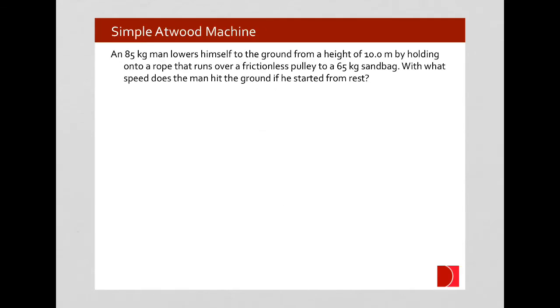This is a simple Atwood machine. An 85-kilogram man lowers himself to the ground from the height of 10 meters by holding onto a rope that runs over a frictionless pulley to a 65-kilogram sandbag. With what speed does the man reach the ground if he started from rest? In this situation, we can start by drawing a picture to better understand what's going on.